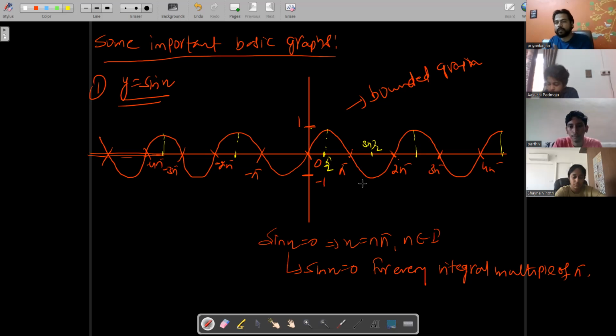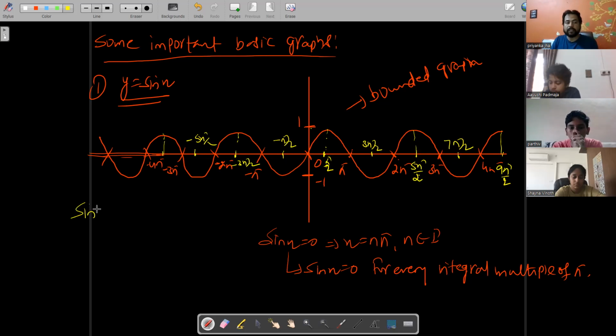So in the interval of pi by 2 plus pi, 3 pi by 2, and then again 3 pi by 2 plus pi, this will be 5 pi by 2. This will be 5 pi by 2 plus pi, 7 pi by 2. This will be 9 pi by 2, and like that, like here as well. This is minus pi by 2. This is minus 3 pi by 2, minus 5 pi by 2, and like that.